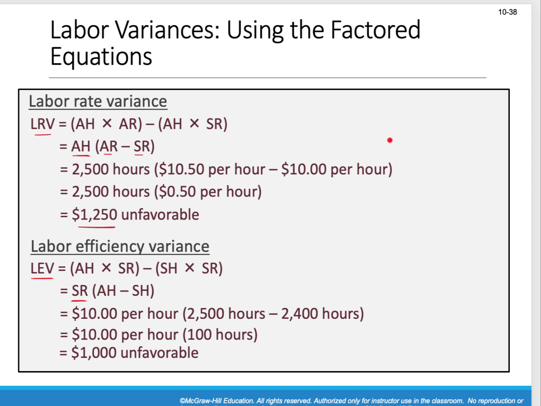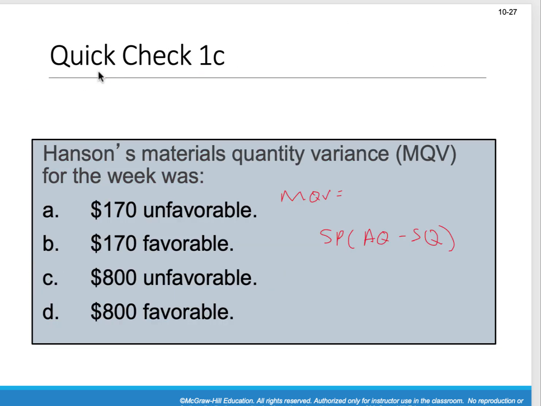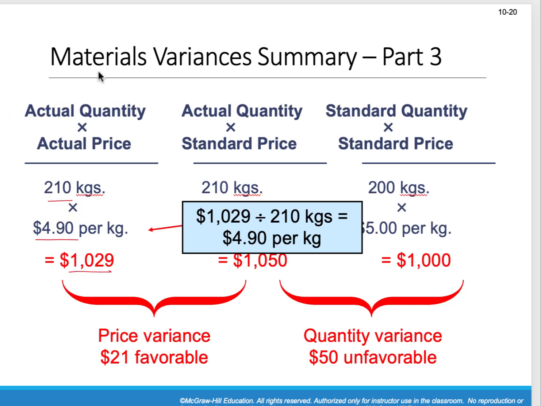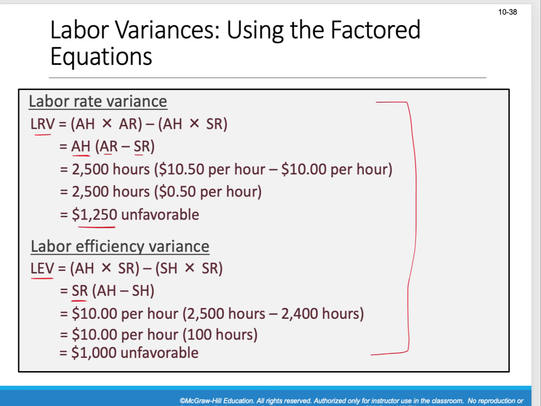If I were you, what I would do is jot this down and study over it, memorize it a little bit. I would do the same thing with the materials variance, which is this one right here. I would jot this stuff down if I were you. Okay. So that's how we do the labor rate or the labor variance.